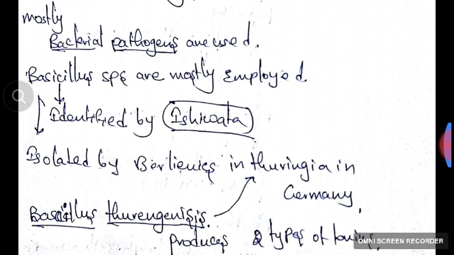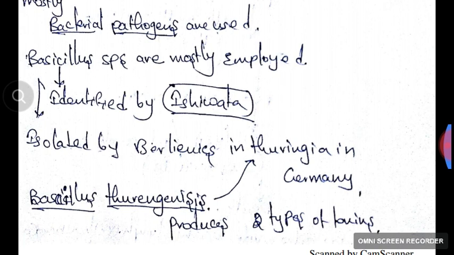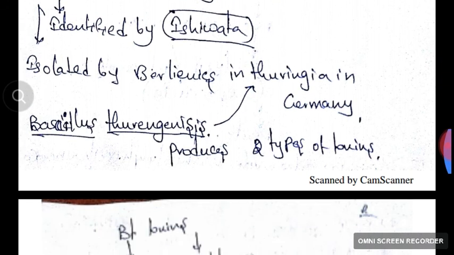The Bacillus species were identified by Ishiwata. The Bacillus species were isolated by Berliner in Thuringia in Germany. Hence these are called Bacillus thuringiensis. The species name thuringiensis is named after Thuringia, and Bacillus is named after Agostino Maria Bassi.